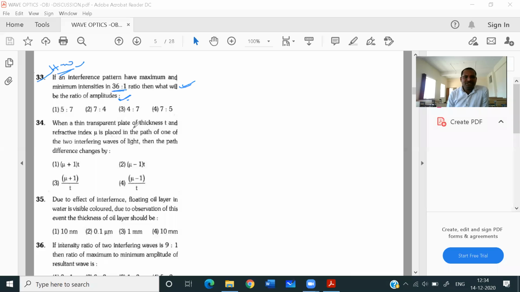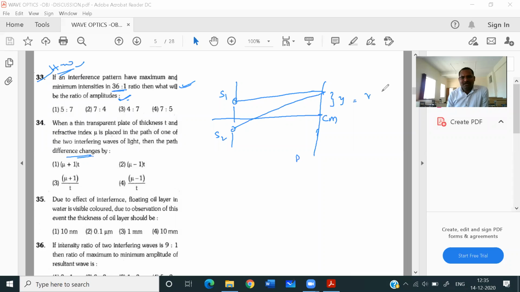When a thin transparent sheet of thickness t and refractive index mu is placed in the path of one of the two interfering waves, what will the path difference be? See here, this is the YDSE experiment setup. These are the two slits S1 and S2, and here there is a screen at distance capital D. Here we will get a central maxima. Somewhere else at distance y we get a maxima, and that y is n lambda capital D by small d. You know all these things.